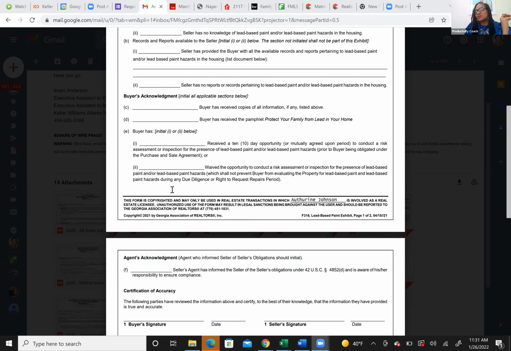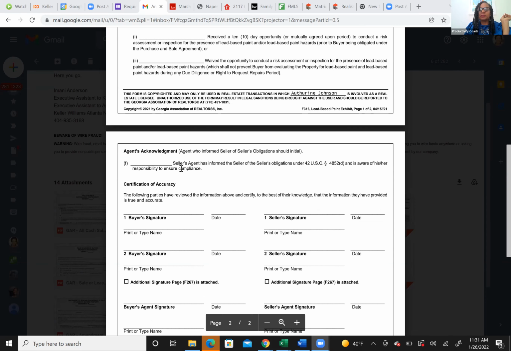This has nothing to do with the regular inspection, okay? So usually, if my buyer is not going to hire somebody who specializes in testing the house for lead-based paint, we are initially 2. Make sense?